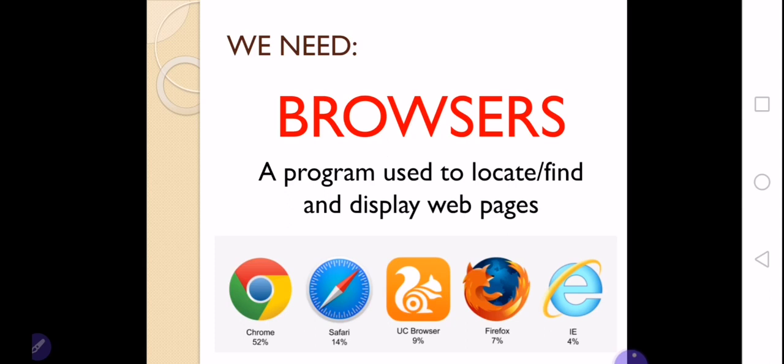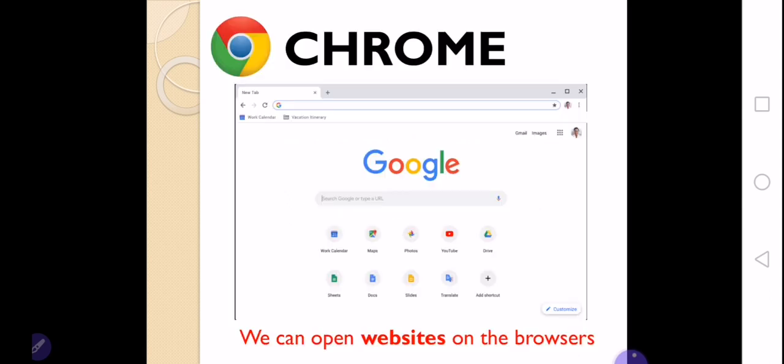Some of the common browsers, and the most commonly used is Chrome, which 52% of the people are using. Then there are other browsers as well. So the browsers are basically the programs that allow you to open websites, web pages, and then find them on the internet web network, and then open them and display them for you.